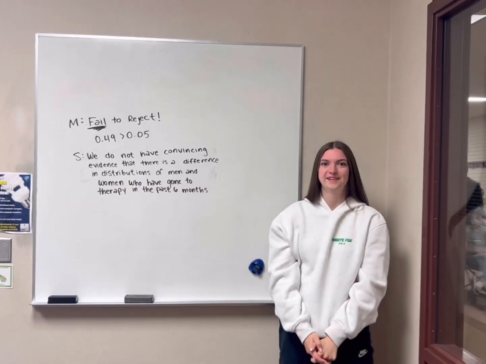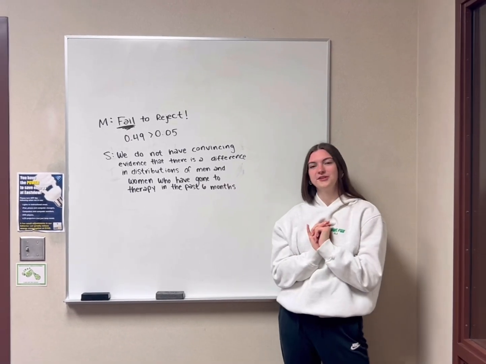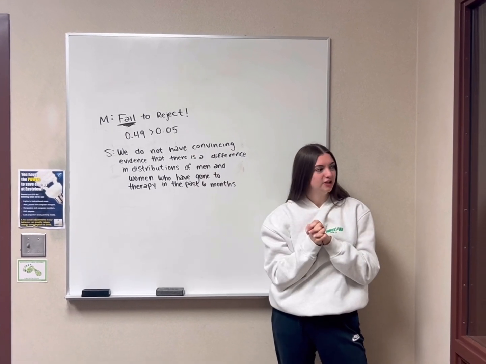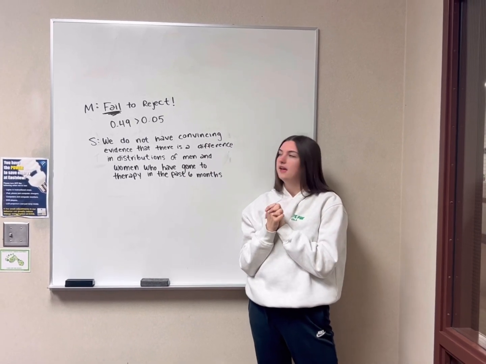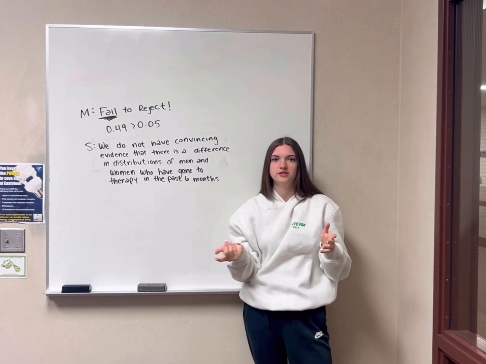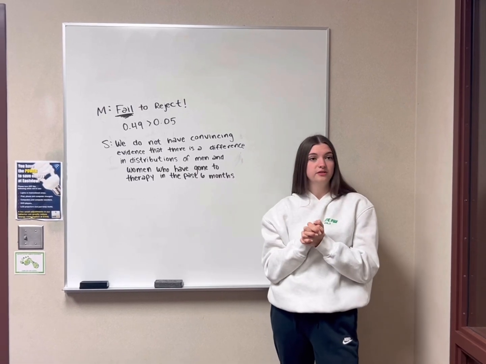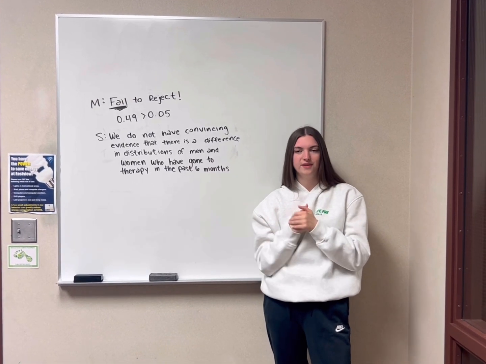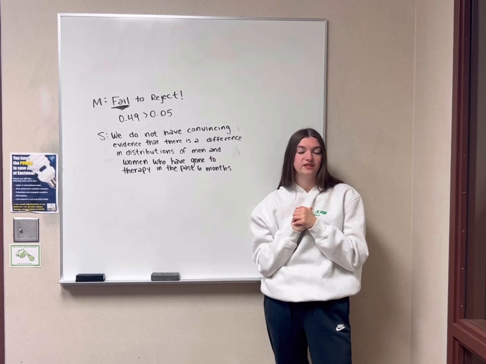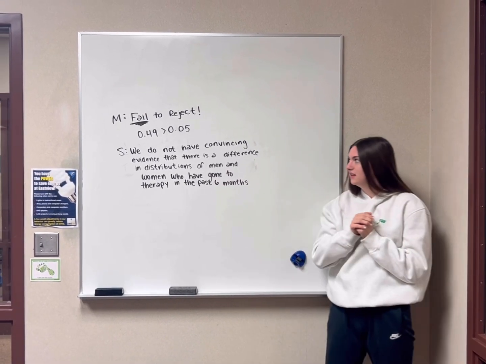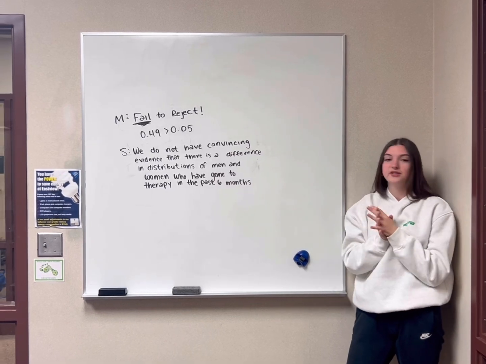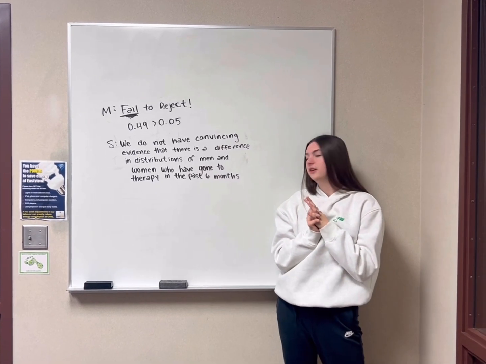Okay, so based on our results, we failed to reject our null hypothesis because our p-value, as we mentioned, was 0.49, which is very much greater than 0.05. And this essentially means that, assuming that our null hypothesis is true, which is that there's no difference in distribution, we have a 49% chance of randomly getting this data, which is obviously almost a 50% chance. And because of this, we do not have convincing evidence that there is a difference in the distributions of men and women who have gone to therapy in the past 6 months.